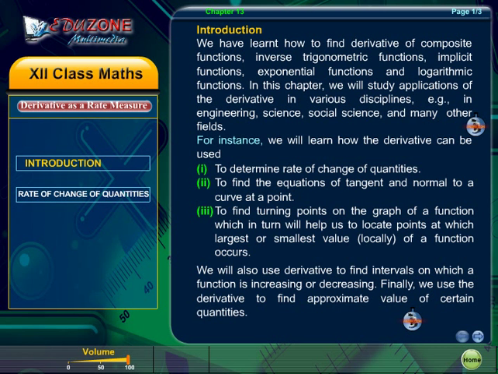Number 1. To determine the rate of change of quantities. Number 2. To find the equations of tangent and normal to a curve at a point. Number 3. To find turning points on the graph of a function, which in turn will help us to locate points at which the largest or smallest value locally of a function occurs.